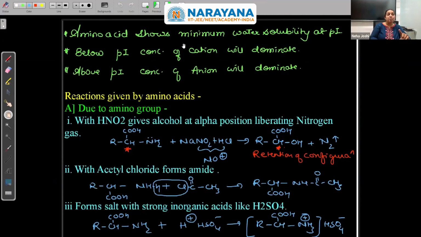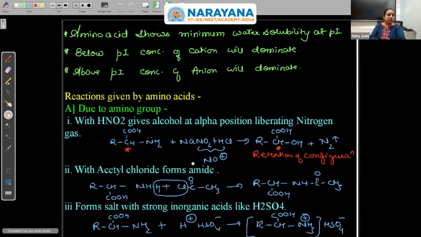Amino acids show minimum water solubility at the isoelectric pH because they are overall neutral. So they have minimum water solubility at the isoelectric pH. Below the isoelectric pH, they will exist as a cation. Above the isoelectric pH, they will exist as an anion.